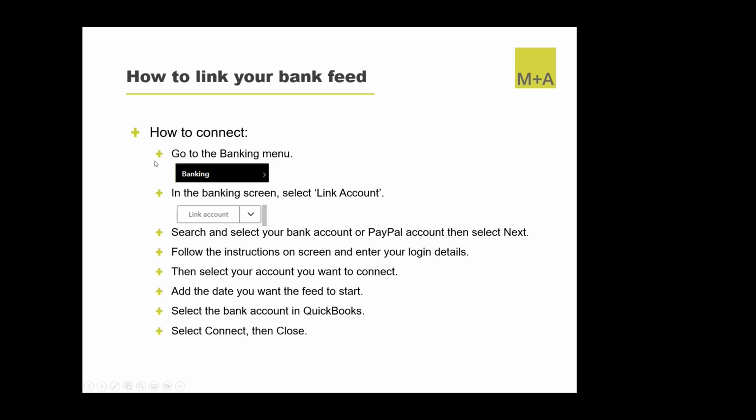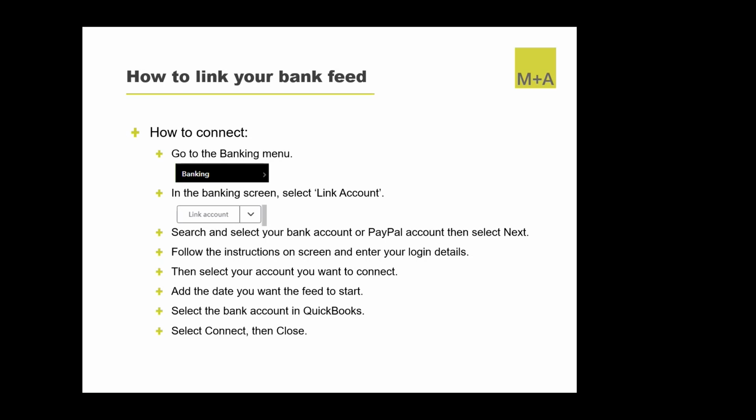So to connect your bank feed, you just go to the banking menu on the left-hand side. In the top right-hand side of the screen, you'll see a link account button. You simply search for your account or PayPal, then select next, follow the instructions on screen and enter your login details. Select the account that you want to connect, add the date that you would like the feed to start, select the bank account in QuickBooks and then just click Save and Close.